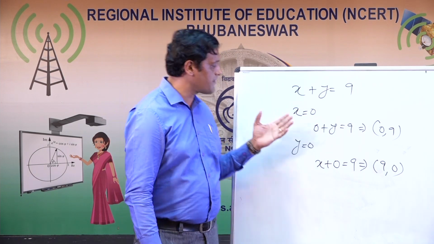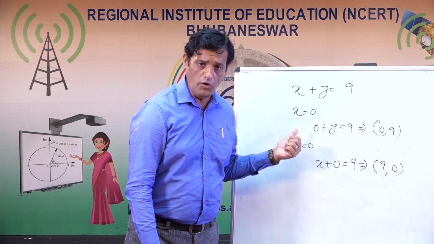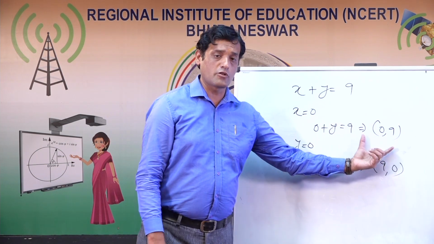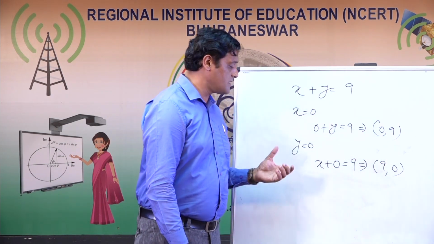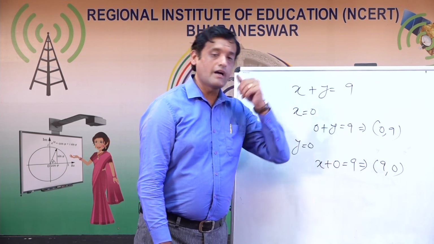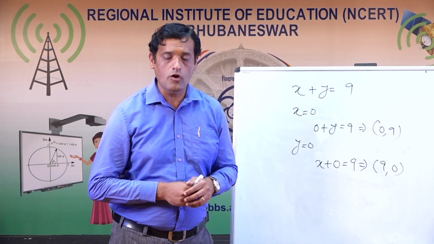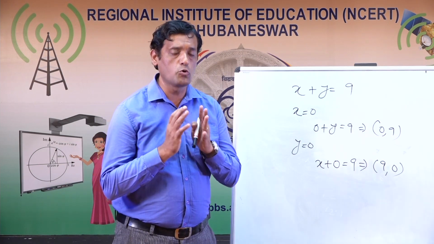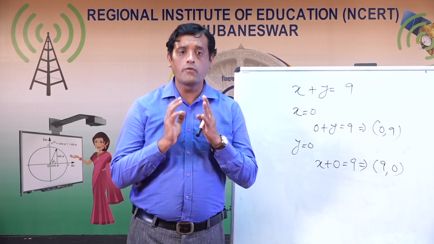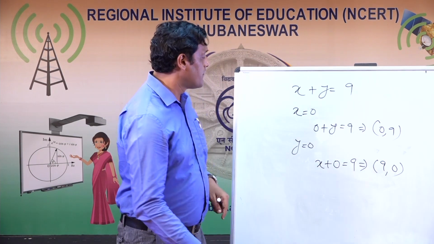So simply what we have done here, we put x equal to 0, then we get the value of y, that is equal to 9. So (0, 9) is one of the solutions. In a similar manner, we simply put y equal to 0, then we get the solution (9, 0). So these are the two solutions. But our task is to find at least 4 different solutions. So let's go ahead with the 4 solutions.